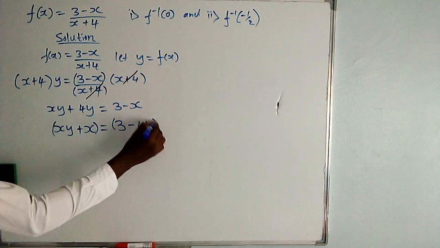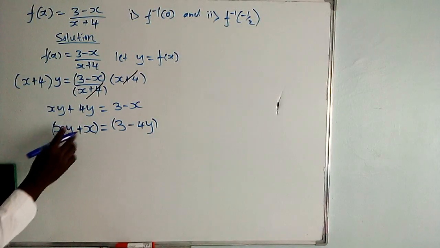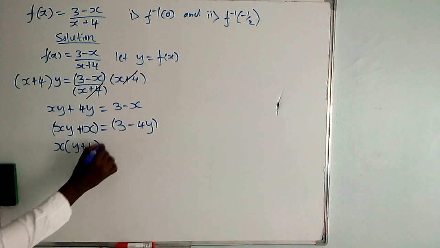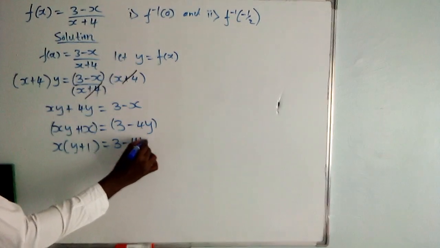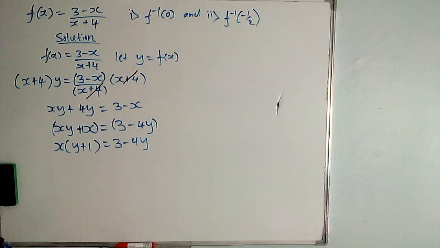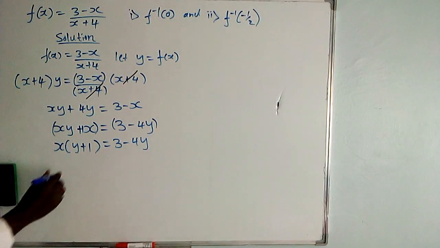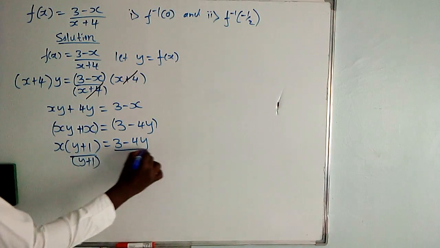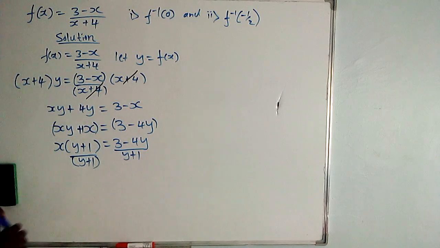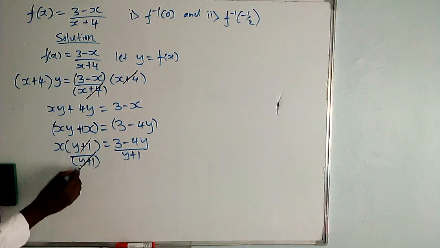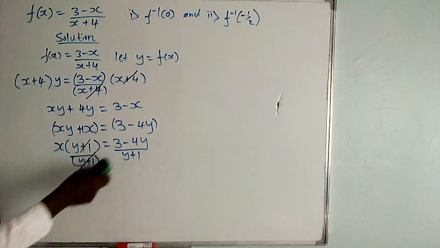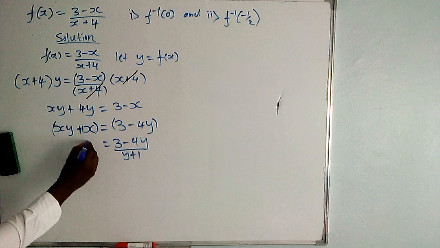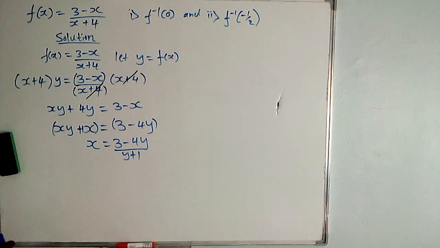So you can now factorize x outside as a common factor. If you factorize x outside, you have x into (y plus 1), because the coefficient of x is 1, is equal to 3 minus 4y. So for you to get x, you divide by its coefficient, which is y plus 1. Dividing both sides by y plus 1, y plus 1 cancels with y plus 1, and you remain with x is equal to (3 minus 4y) over (y plus 1).